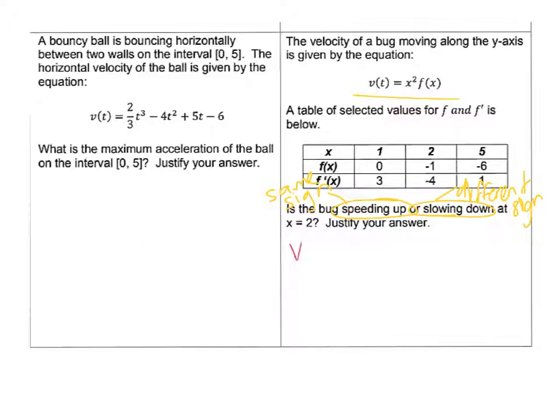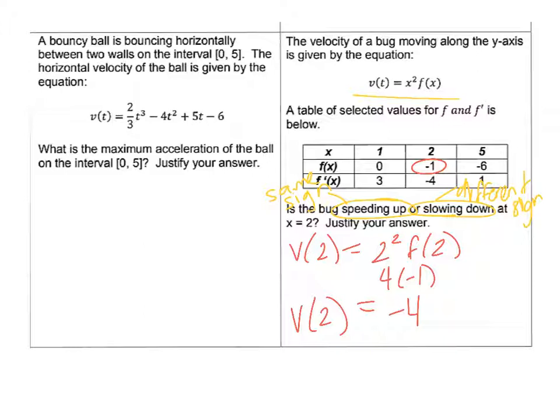So I have the velocity function, so I could just plug in v of 2. So I have v of 2 is 2 squared times f of 2. Well, f of 2 is negative 1, so this is just 4 times negative 1, which gives me negative 4. So velocity is negative. So now let's see what acceleration is. In order for me to find acceleration, I'm going to have to take the derivative of velocity. Notice this is two functions put together, so that's a product rule. So I'm going to have the first times the derivative of the second plus the second times the derivative of the first.